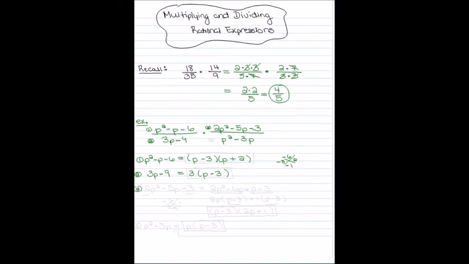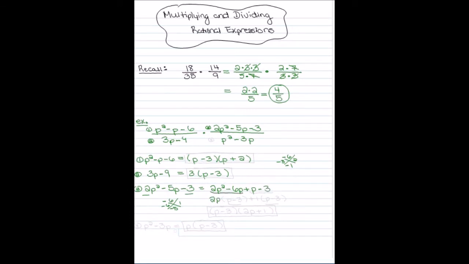And let's look at the third one. I have 2p squared minus 5p minus 3. This is going to require the AC method, where I multiply the first number times the last number. So if I multiply 2 times negative 3, I get negative 6. And I need to multiply to get negative 6, but add to get negative 5, and that's negative 6 and 1. So I use negative 6 and 1 to rewrite the middle term, so I can do factor by grouping.